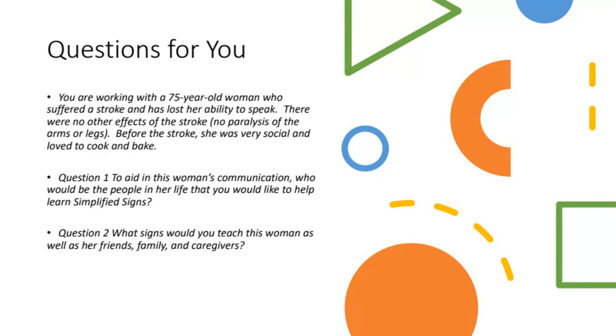So this is just one of the questions that we have in this course. And it talks about somebody that had a stroke. She lost her ability to speak. She still has use of both arms and legs. She's very social and loved to cook and bake. So think about this. Who would be the people in her life that you would like to help learn about simplified signs? And what signs would you teach her as well as her friends and family so that she could communicate what she wanted and needed? And if you want to just put those in the chat box, I would appreciate it.